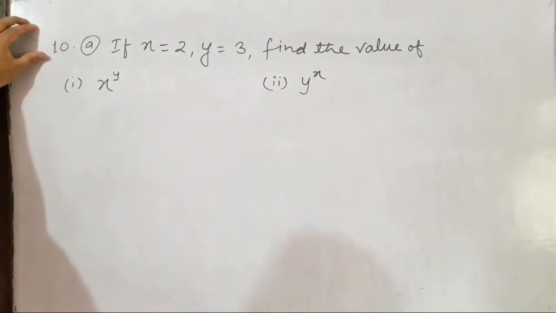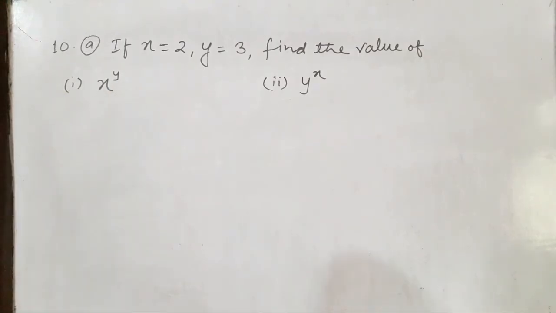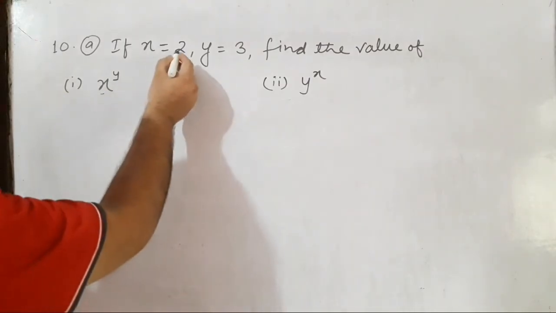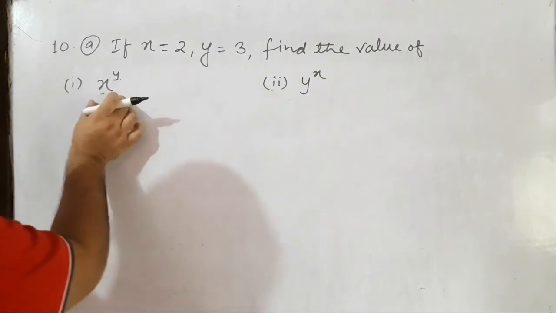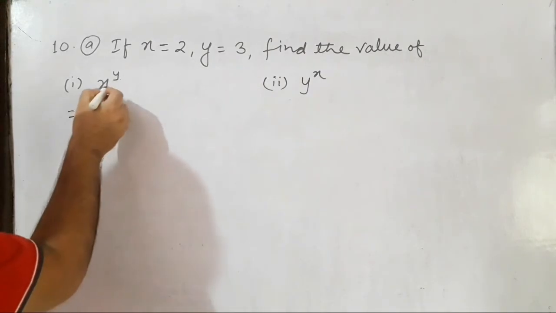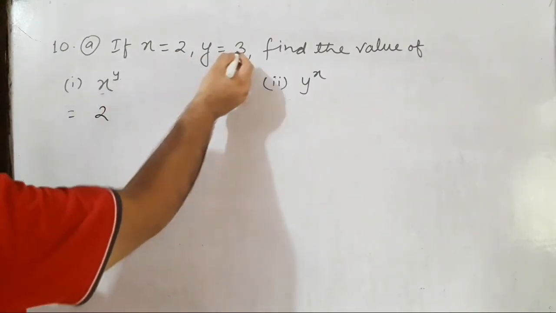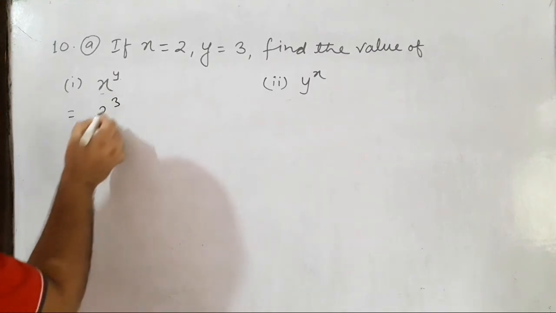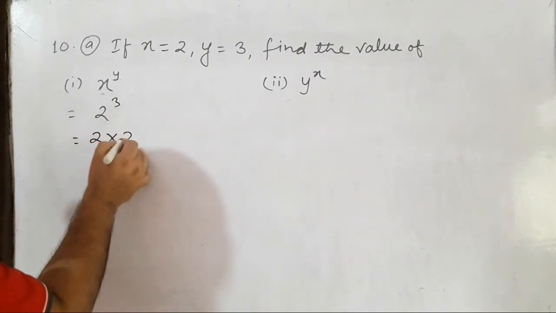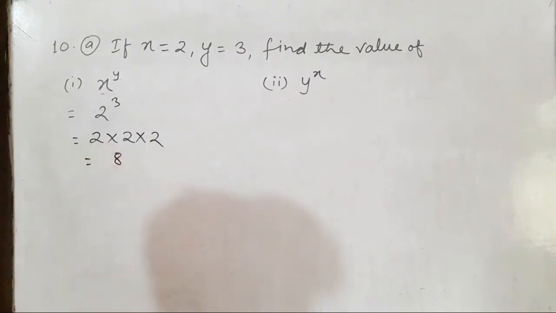Question number 10a. If x equal to 2, y equal to 3, then we have to find the value of x power y. That is, the value of x and the value of y we will keep here, and we have to find out its value. So the value of x is 2. The value of y is 3. 2 power 3. 2 power 3 can be written as 2 into 2 into 2 equal to 8. Let's see the next question.